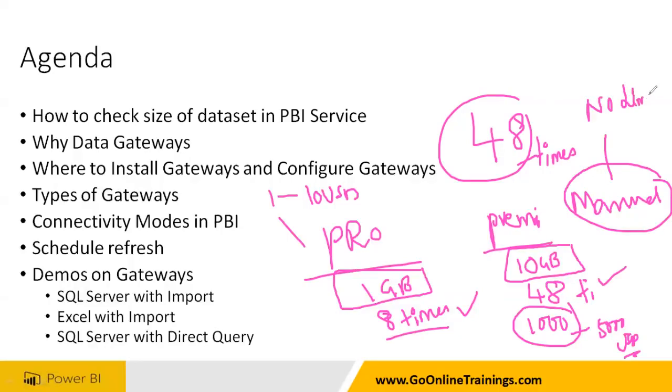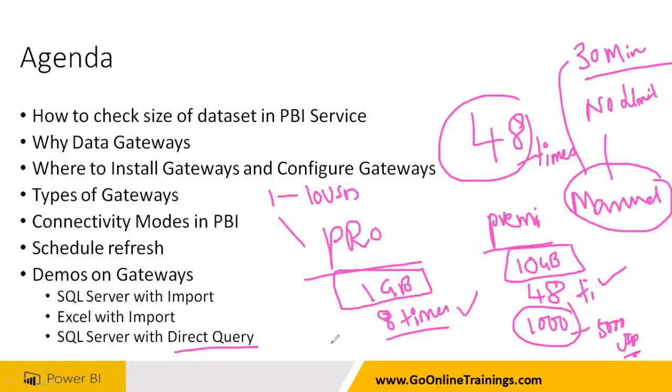Clear? So from one refresh to one more refresh, what is the minimum interval? 30 minutes minimum interval from one refresh to the next. Maximum how many times can we refresh? 48 times. And for direct query, there is no need of refresh because you don't store any data in the RAM of Power BI. So always you get the latest data from the source itself.